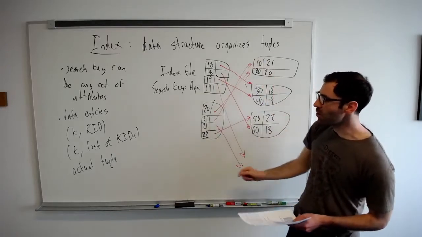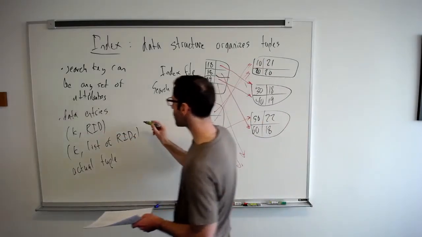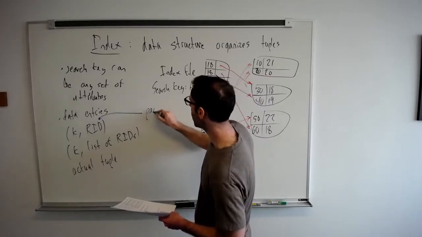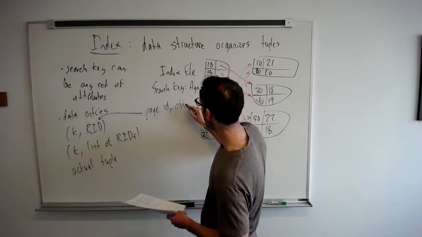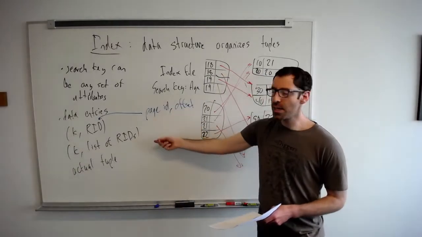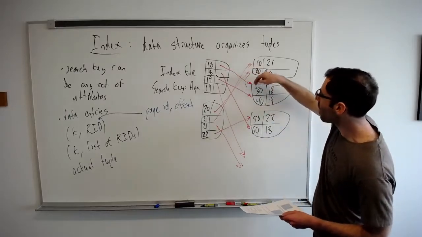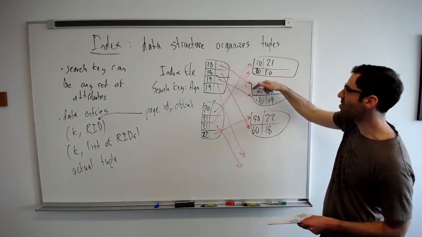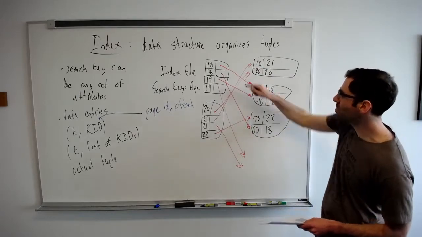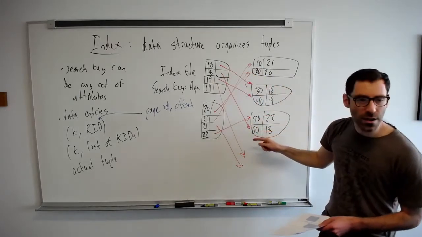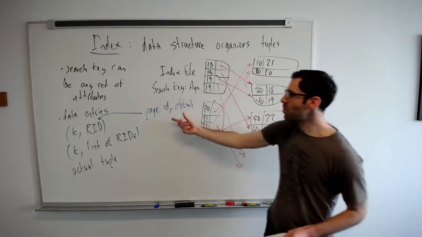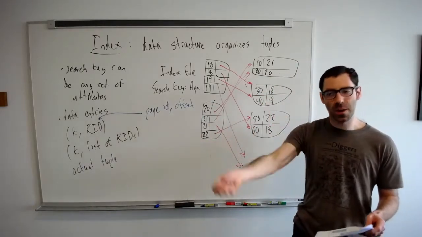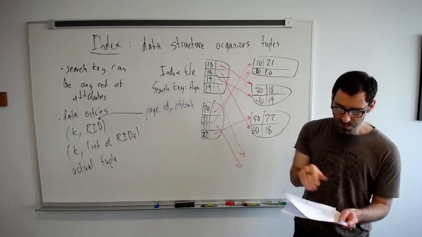Now, what are these arrows, these record IDs? As I said, the details will vary by system, but a common way to do it would be a combination of page ID and offset. So this arrow would identify that it is this page, some page ID, and that its offset is 0, that it's the first tuple in that page. Whereas this arrow says some other page ID, offset of 1, it's the second tuple in that page. And so this would be a way to have the equivalent of a pointer to a tuple, to find that on disk, which page to read, and how far into it to read.